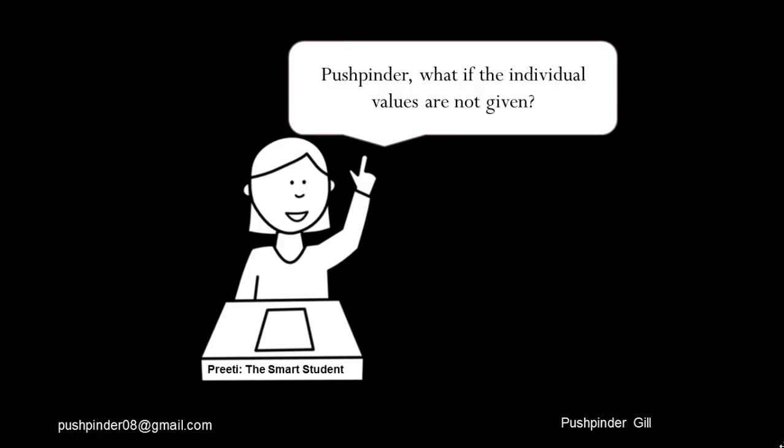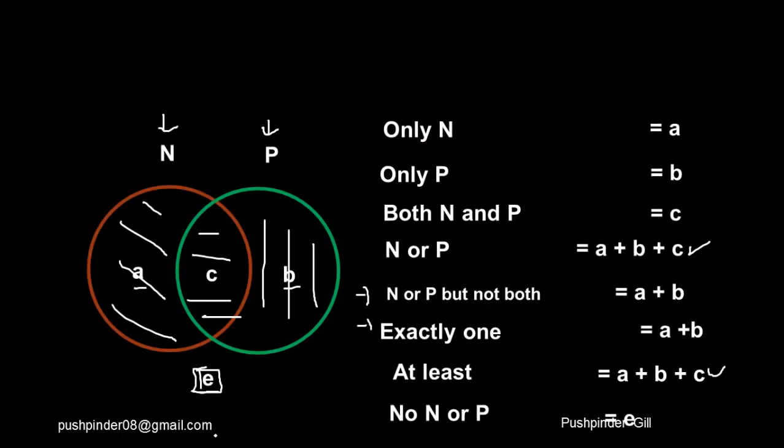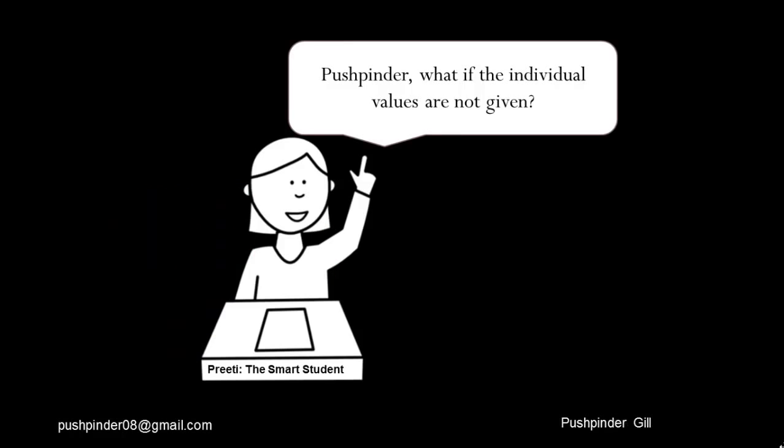Okay, so then, the smart student is asking me, what if individual values are not given? Yes, if you already have all these values, then he might ask you anything, and it's like an LKG question. But the question maker has to make the question a little bit tougher. So he's not going to give you the individual values. Very good question asked, Preeti. Instead, he's going to just give you the values of N and the values of P, right?